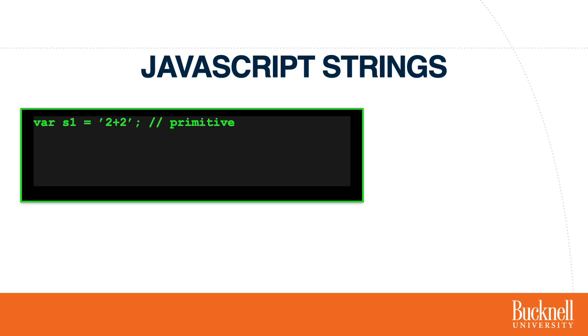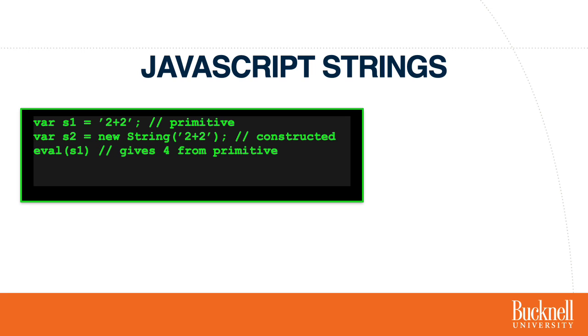So in JavaScript, we can do s1 equals "2 plus 2" in quotes, and this will be a primitive representation of a string. Conversely, if we do s2 equals new String("2 plus 2"), here we're using a type constructor. We're invoking the String class and using its constructor to create a string object. For the most part, these two things are going to be treated the same in JavaScript. But if we use the eval function, an eval on s1 is going to give us 4, whereas an eval on s2 will just give us back "2 plus 2".